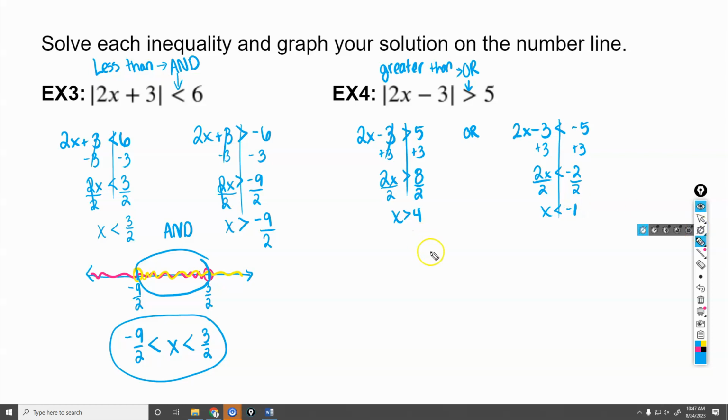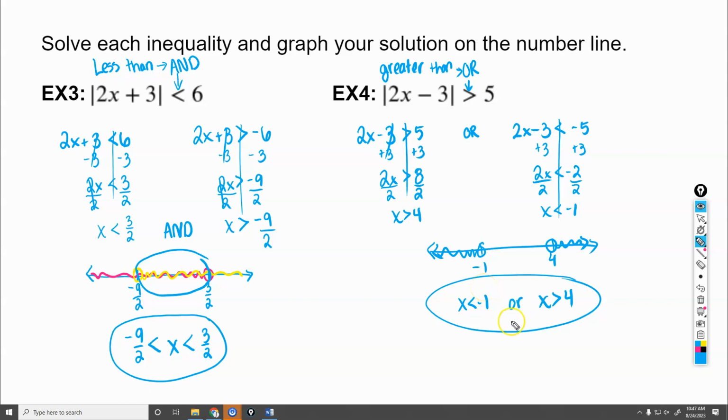All right, so if I graph that, let's put negative 1 down here. Let's put 4 up here. We're looking at the numbers less than negative 1 or the numbers greater than positive 4. This is just things on the ends. OR problems normally look like this. And so I can't write those together because we're not talking about the numbers in between. So we would just say x is less than negative 1 or x is greater than 4.